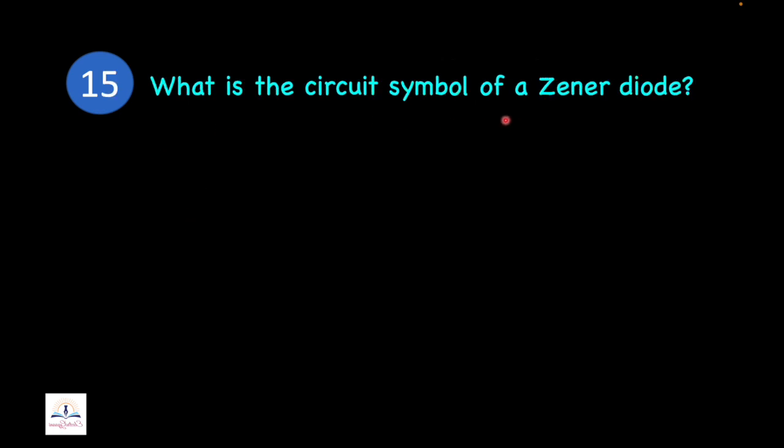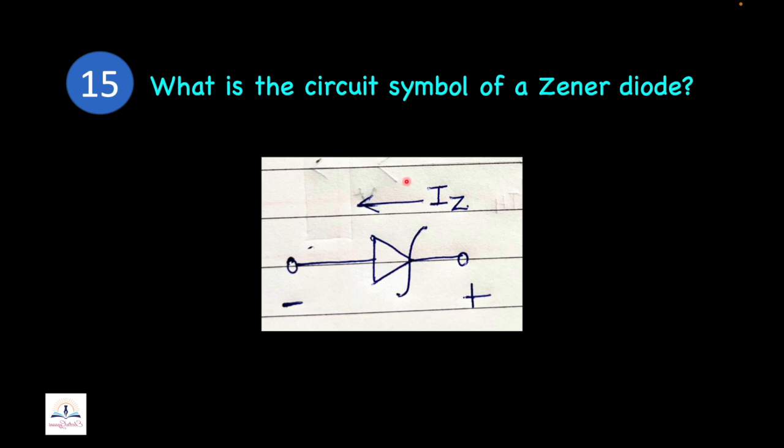What is the circuit symbol of a Zener diode? So this one is the circuit symbol. Here you can see a triangle and an S-shaped curve.